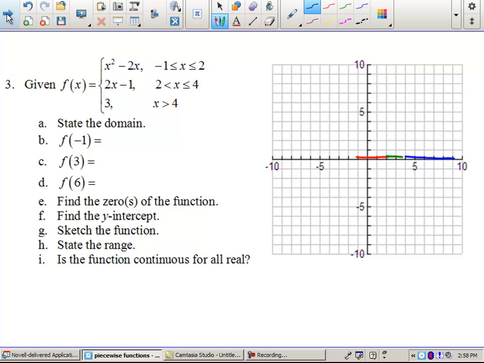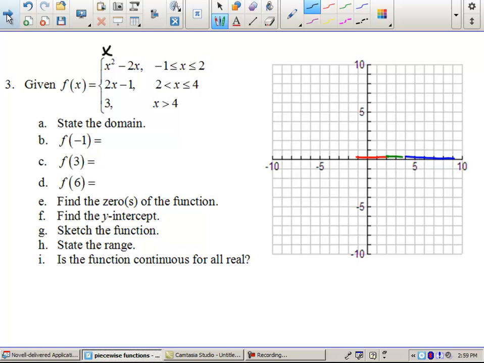Let's look at the first function, x squared minus 2x. That's a quadratic function. I can leave my quadratic in what is now standard form, and I can do negative b over 2a to figure out what my vertex is. But on these particular problems, I kind of like to put it in intercept form if it's easy to do so, and this one is.